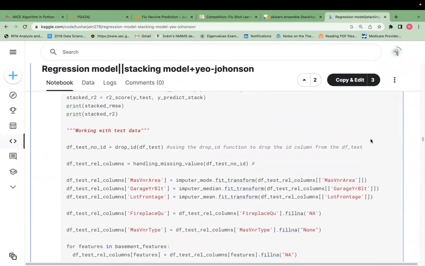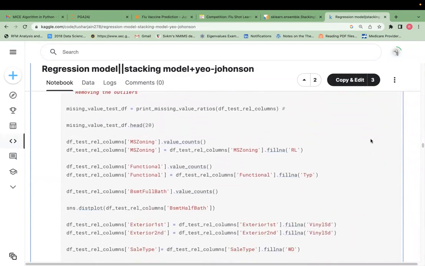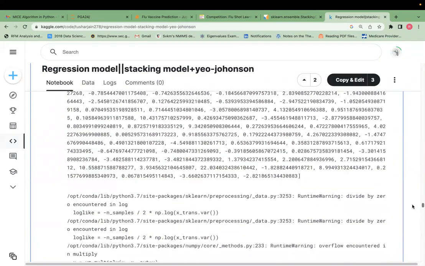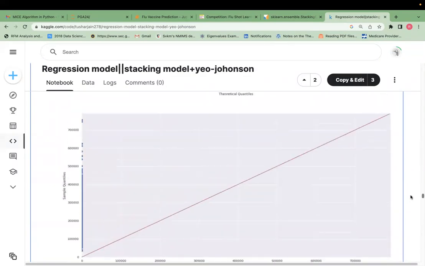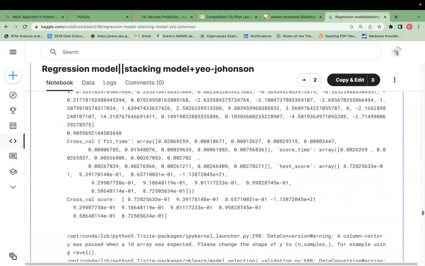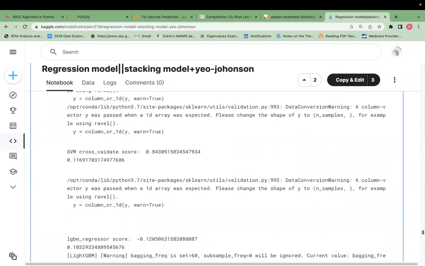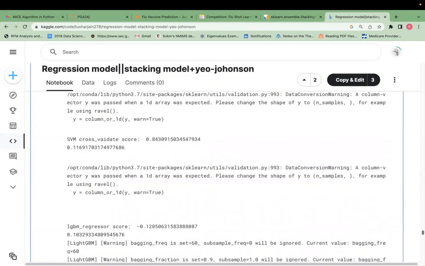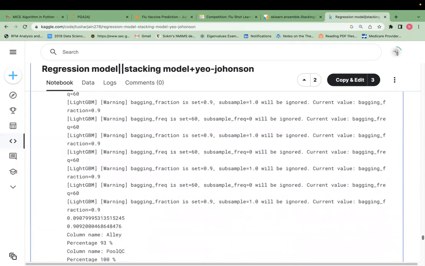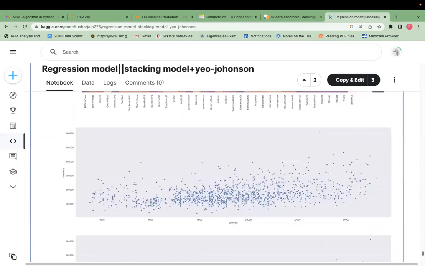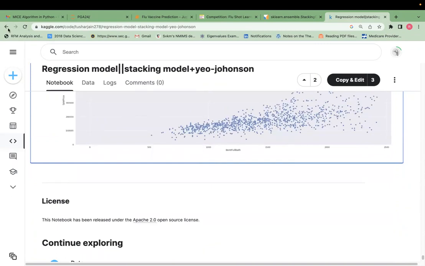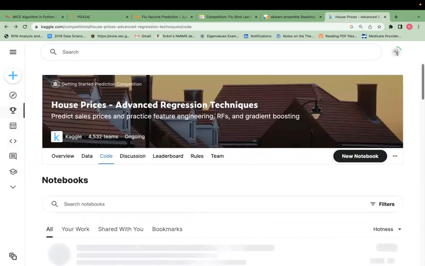He also did all the pre-processing on the test data that you have done on the train data. So he implemented the model on the test data also. And finally, he got all the models. I think random forest was the best fit model. The SVM score is 84.3. LightGBM is giving negative. So finally, he went with random forest. Okay. So let us see if we find any other stacking model.